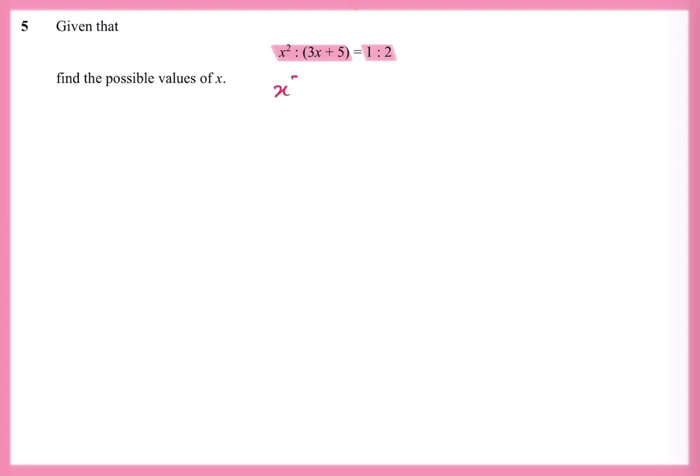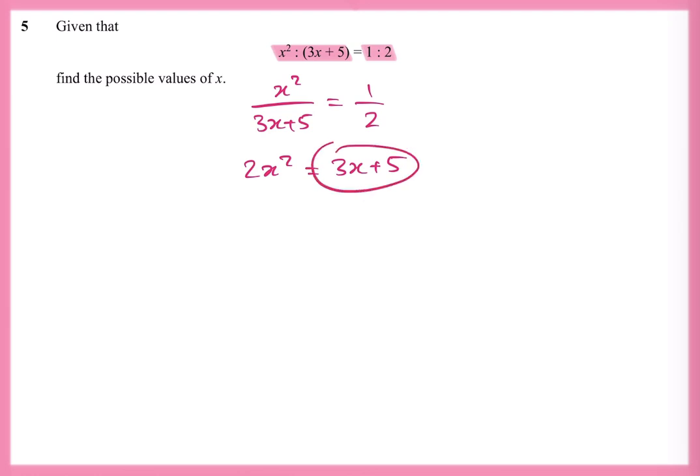So x squared over 3x plus 5 is equal to 1 over 2. We're allowed to write it this way as a fraction. And then cross multiply. So 2x squared is equal to 3x plus 5. Bringing the 3x and 5 to the other side.